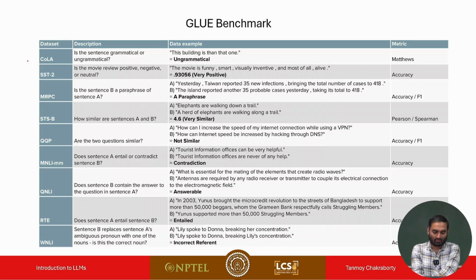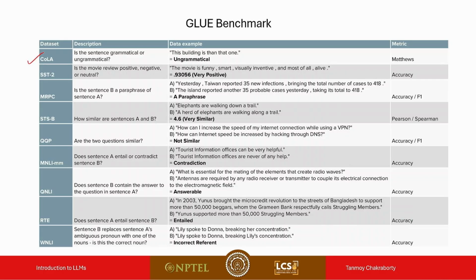For example, one task is called CoLA. As I mentioned, CoLA is the Corpus of Linguistic Acceptability, where given an input, your output will be whether this is acceptable or not. The second task is SST-2. This is a sentiment analysis task, movie sentiment: positive, negative, neutral. MRPC is about paraphrasing, basically whether B is a paraphrase of A or not. STS-B: there are 2 sentences A and B, whether they are similar or not, and you produce a number. QQP is again whether 2 questions are similar or not. MNLI, MM is essentially entailment, whether A entails B or A contradicts B, and so on.